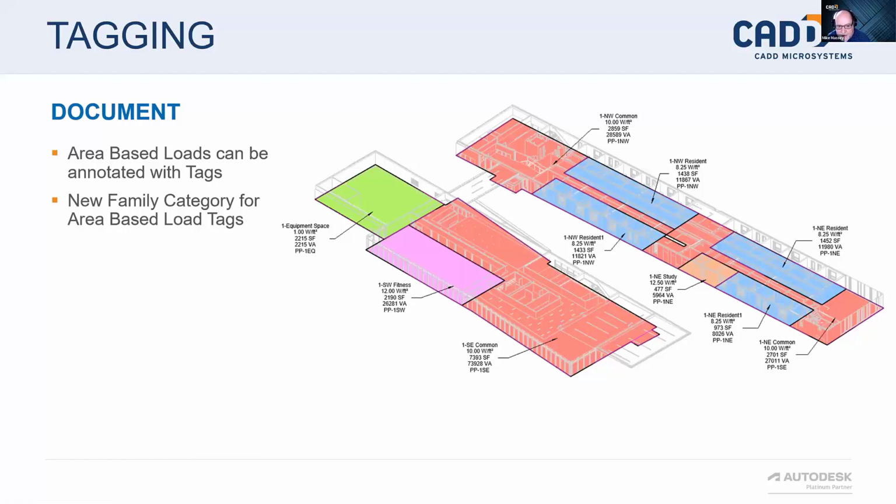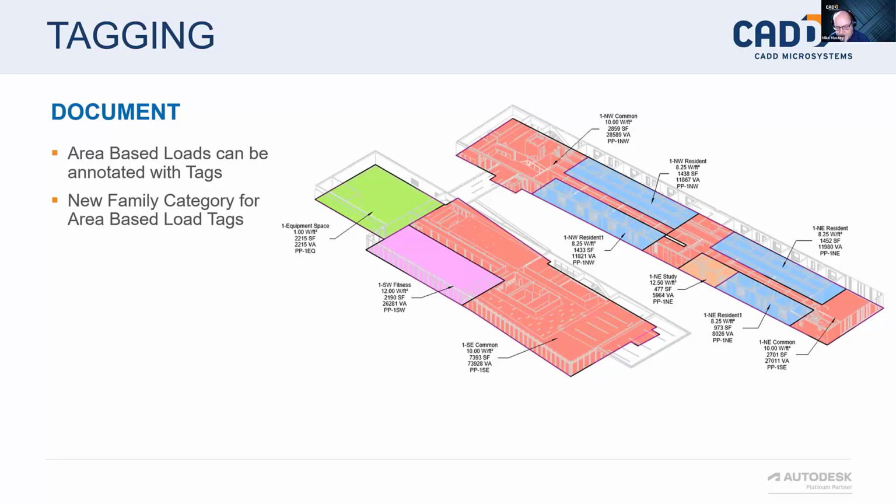We can tag the area-based loads in our plan, something similar to what we have on the screen here. There is a new category inside of Revit for these tags. It is an area-based load tag. So if you do create a tag from scratch, that is the category that you're going to assign the tag to use in there. But just like any tag, we can use different parameters or pick and choose which parameters we want to use for that tag.